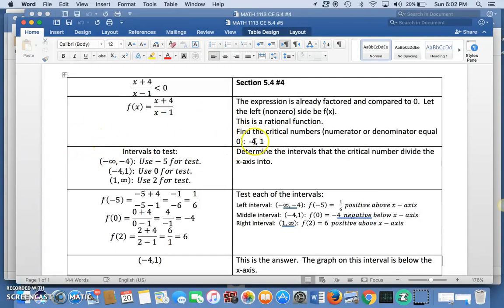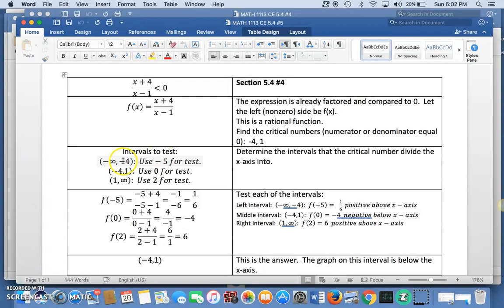And negative 4 and positive 1 break down your number line, or your x-axis, into three different intervals. One from negative infinity to negative 4, and then from negative 4 to 1, and then from 1 to infinity. That's where your three intervals are broken down based on these critical numbers. And you choose a number within that interval.